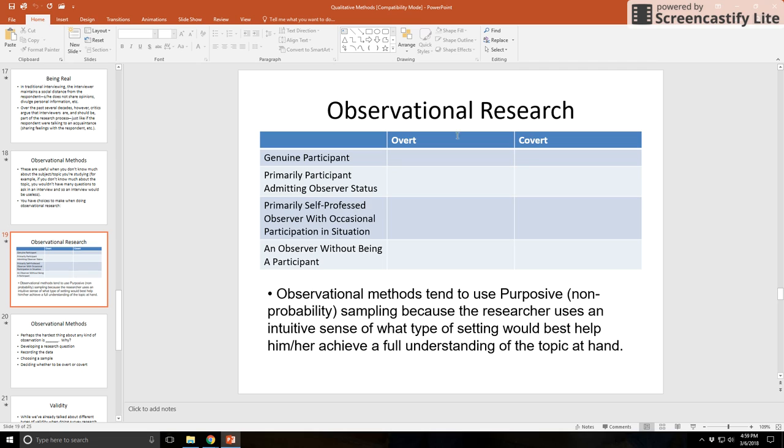Another one is overt or covert. Overt, are you going to tell people you're studying them? Or covert, are you going to lie about it? So if I am, let's say, right here in this cell, that means people know I'm studying them, and whatever they're doing, I'm involved in doing it too. Over here, I'm doing what they're doing, but they think I'm someone else.